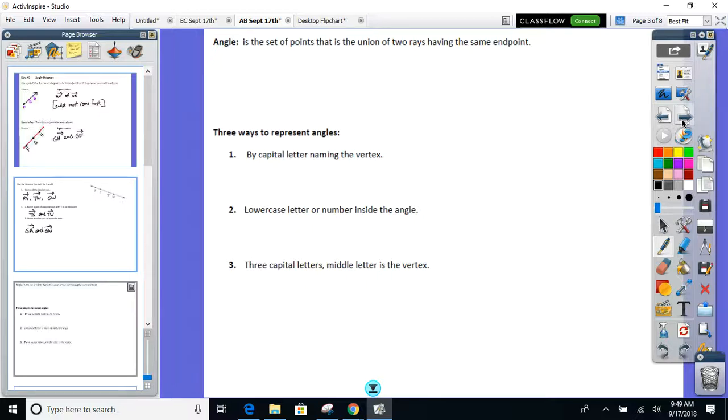All right, so let's put two rays that share the same endpoint. Let's put some points on here. And I'm going to put a little number in the middle there.